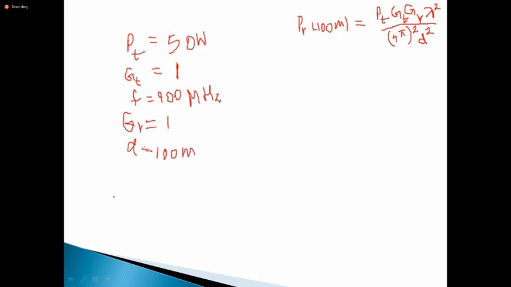So first of all, you need to convert this F into lambda. Lambda is C by F. In the previous question also we did this only, right? C divided by F. C is 3 into 10 to the power 8.